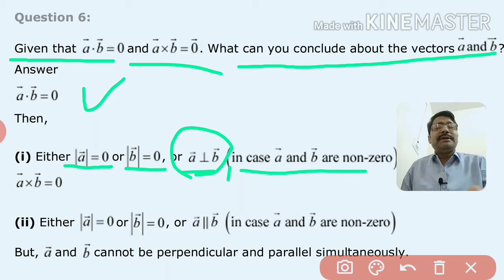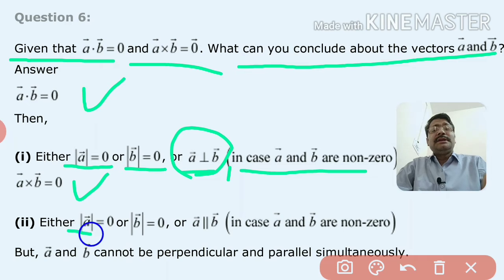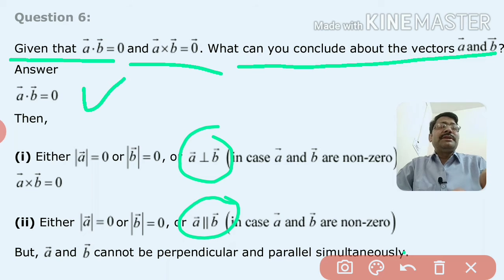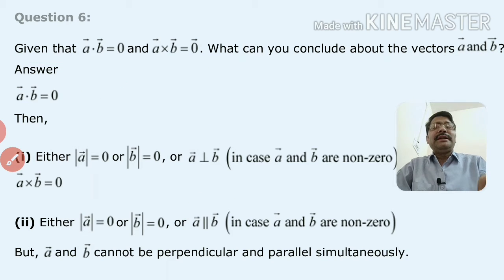Second case, we have a cross b equal to 0. So when we have a cross b equal to 0, the first case is modulus of a equal to 0, then modulus of b equal to 0, or a parallel to b. A parallel to b in case a and b are non-zero. So look here, at one time the two vectors cannot be perpendicular and parallel. So here what is common? Common is modulus a equal to 0 or modulus b equal to 0. So this answer will be modulus a equal to 0 or modulus b equal to 0.